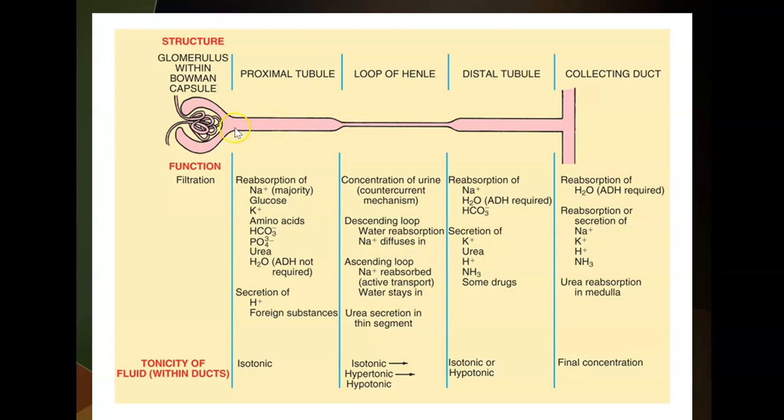In the proximal tubule, because this is filtrate of blood, there's a lot of very necessary components that are in there that need to be put back into the blood. That's why we have reabsorption, and it reabsorbs the majority of sodium, glucose up to 180 milligrams per deciliter, potassium, amino acids, bicarb, phosphorus, urea, and water. But ADH is not required at that step to reabsorb water, so it does it automatically. And it can start to secrete hydrogen ions and foreign substances.